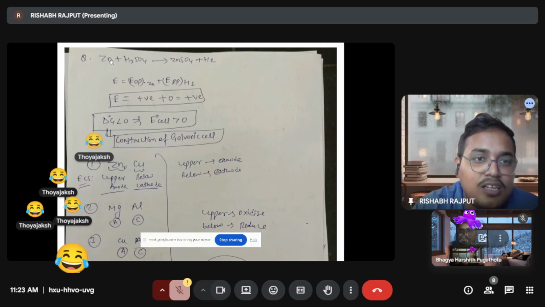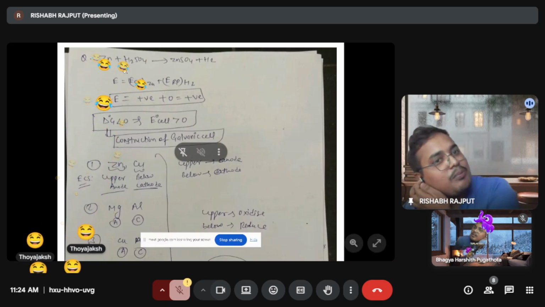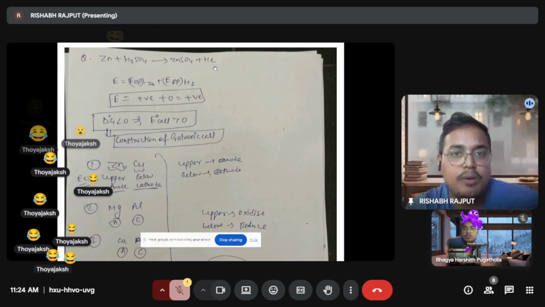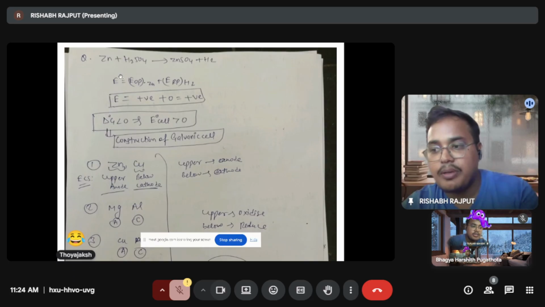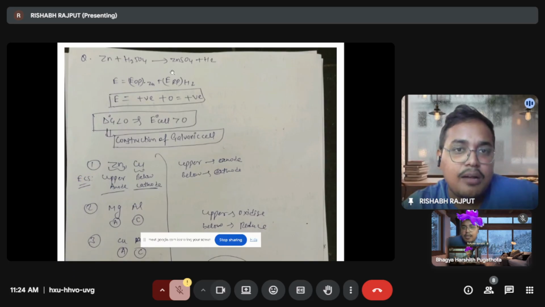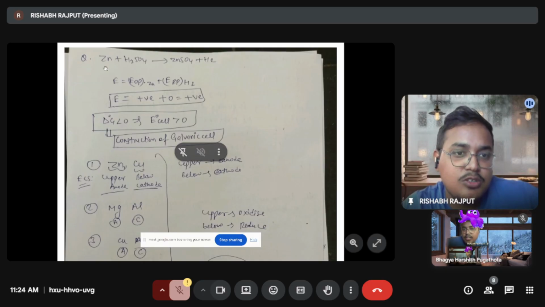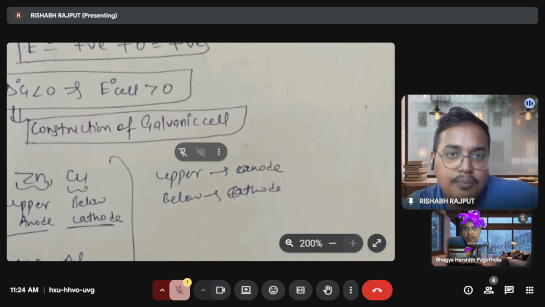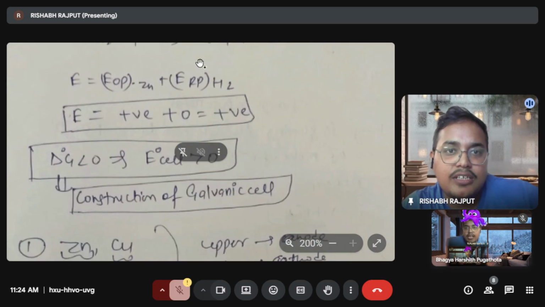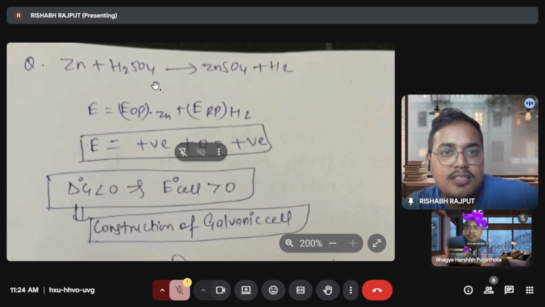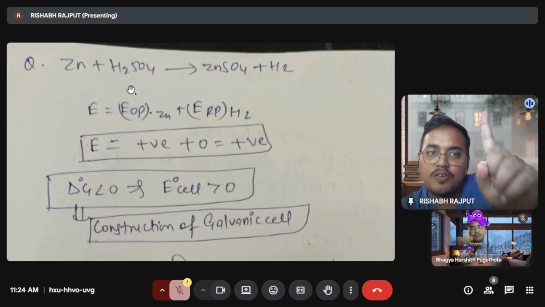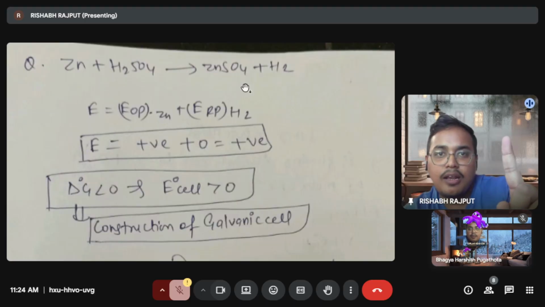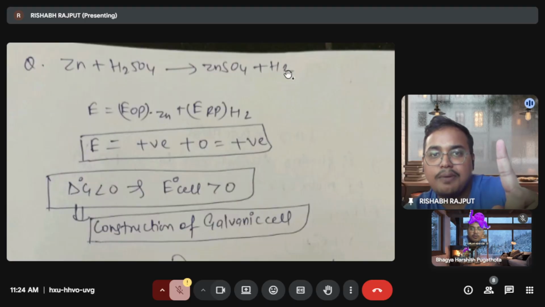Zinc will replace the hydrogen. It will become ZnSO4 plus H2. Please, guys, focus here. I am telling a very important concept. Zinc here becomes Zn 2 positive. Please see, because here zinc is 0, no charge. But when zinc bonds with SO4, it becomes Zn 2 positive. That means oxidation takes place. Now in H2SO4, hydrogen is positive, but now it becomes 0. That means hydrogen undergoes reduction.